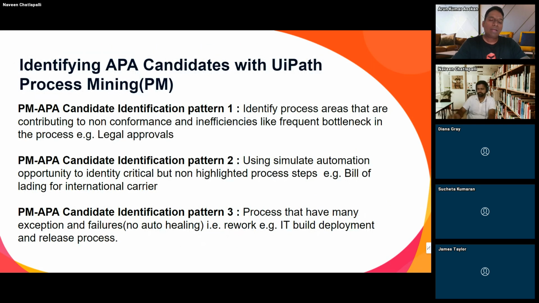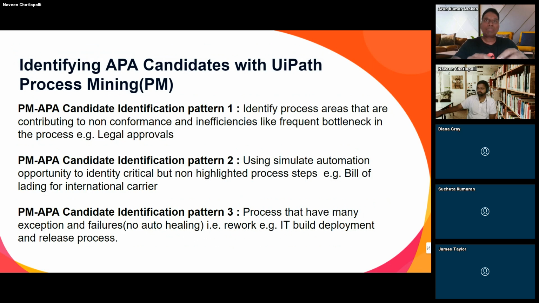Process mining, right? Currently process mining can be used to identify RPA candidates, but we can use the same capabilities to identify APA candidates as well. Three patterns are shown here. Let's pick up a process that is non-conformant and very inefficient. We have out-of-the-box features to check the conformance of a process, and we can also identify the bottlenecks in the process using the process graph created by the process mining.